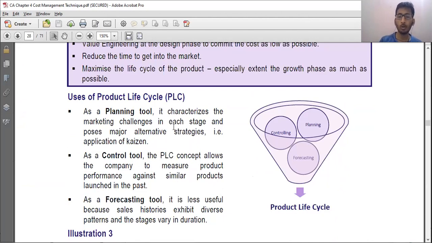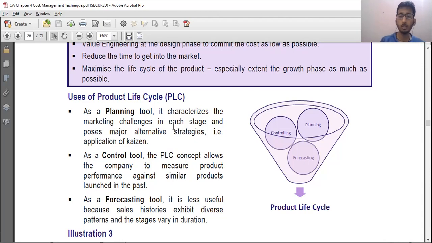Now, uses of product life cycle: it's a planning tool. I have already told you how it's a planning tool, because at the very beginning we can estimate what would be the future, and with this we can easily plan the things.